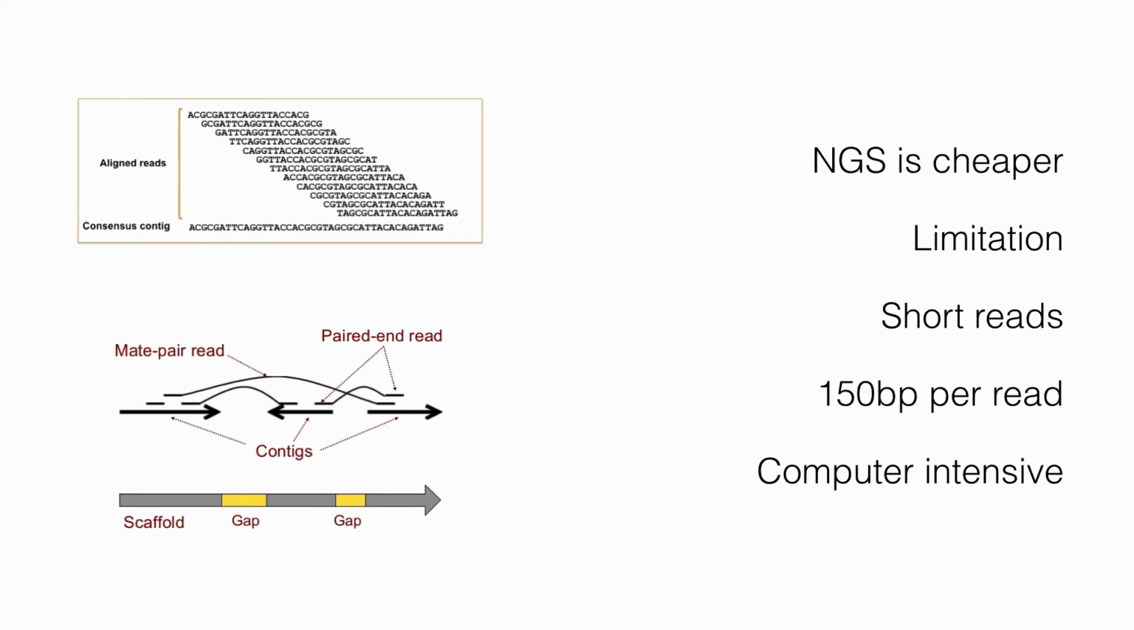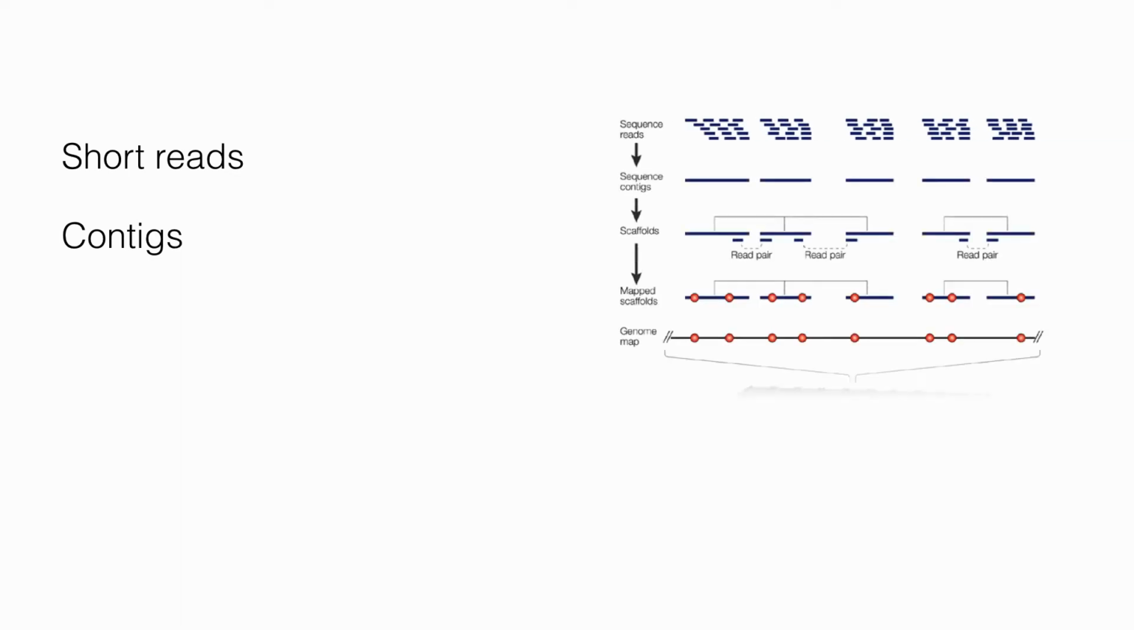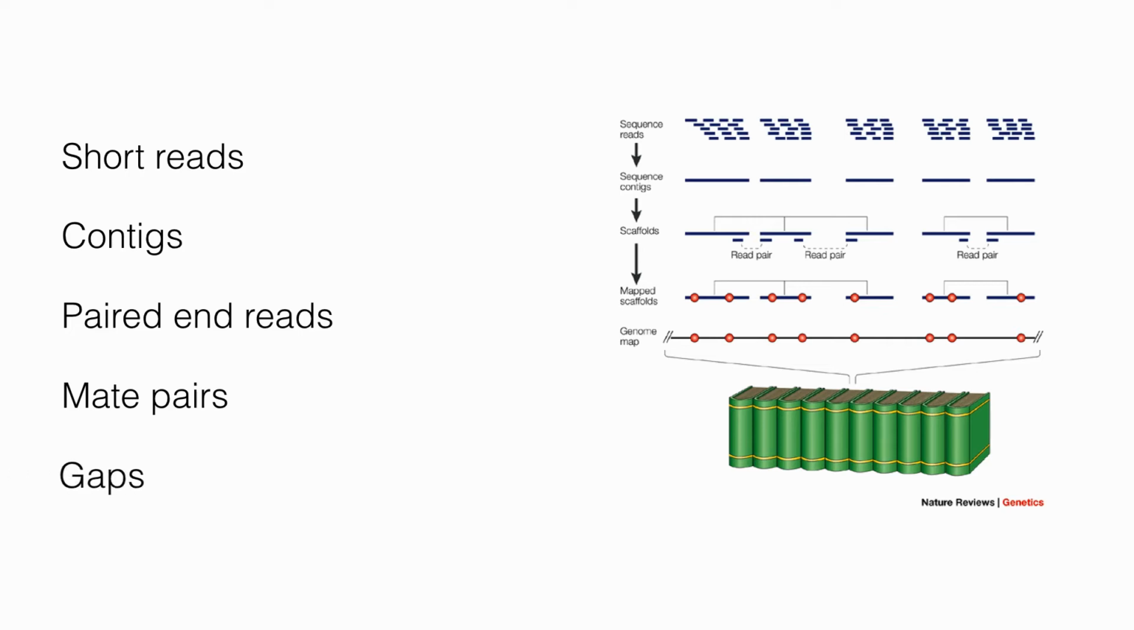Usually, NGS assembly involves fragments of different lengths. The short reads are assembled into contigs, and the longer paired end reads and the mate pairs are used to join the contigs into larger assembled scaffolds, which may include some gaps in the locations where the contigs are not overlapping.